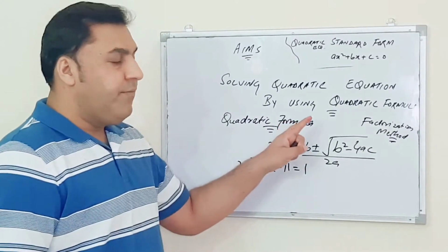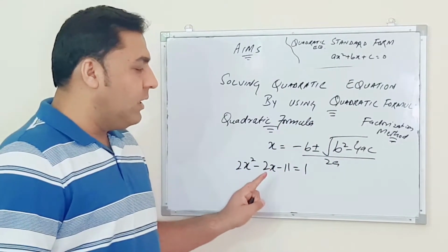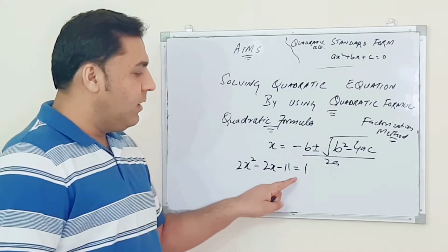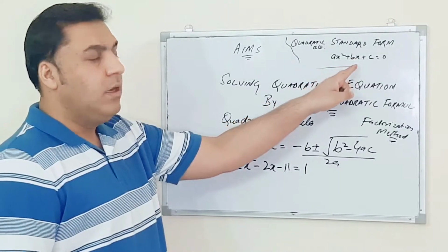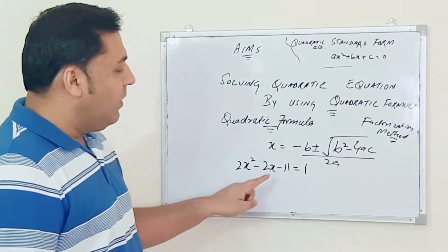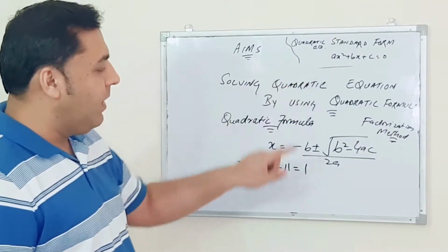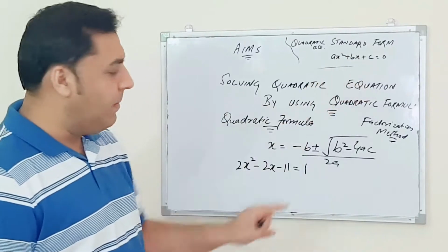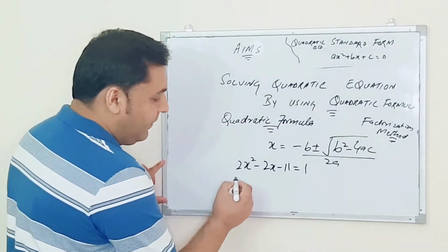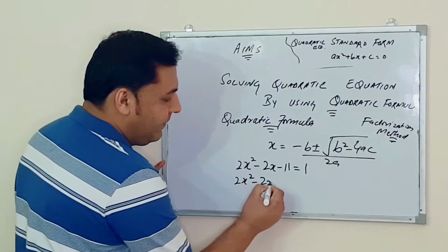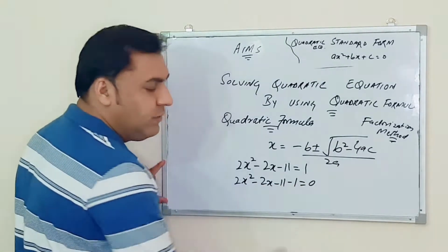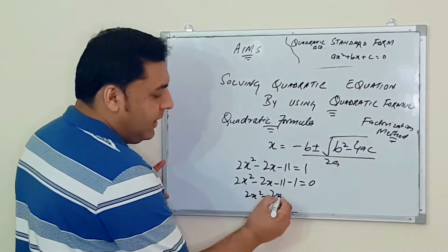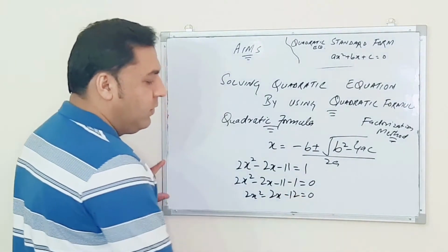Now we will solve it by the quadratic formula. Same as in factorization, we have to convert the quadratic equation into standard form. This is not in quadratic equation standard form. To make it ax square plus bx plus c equal to 0 form, I will move this one to the left hand side, same as we did in the previous lecture. 2x square minus 2x minus 12 equal to 0.